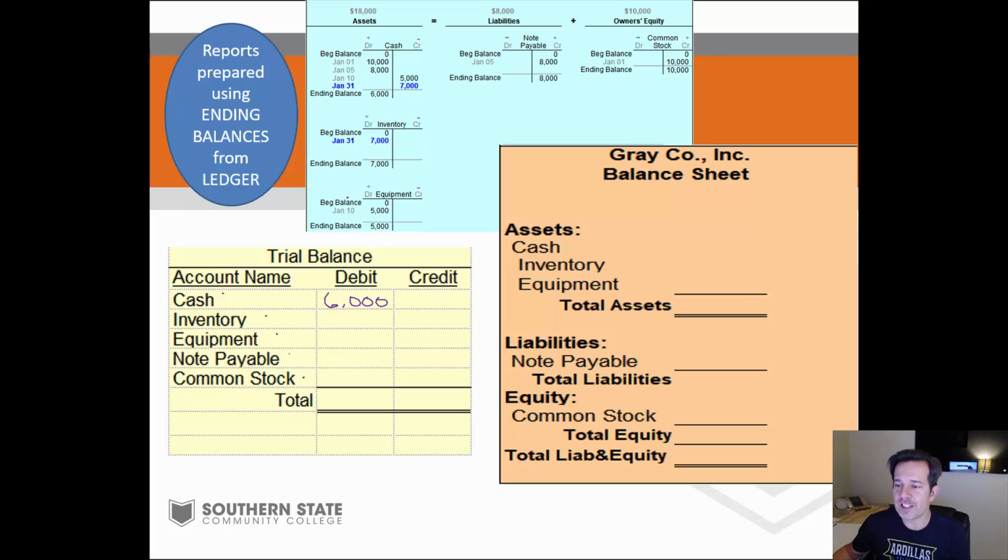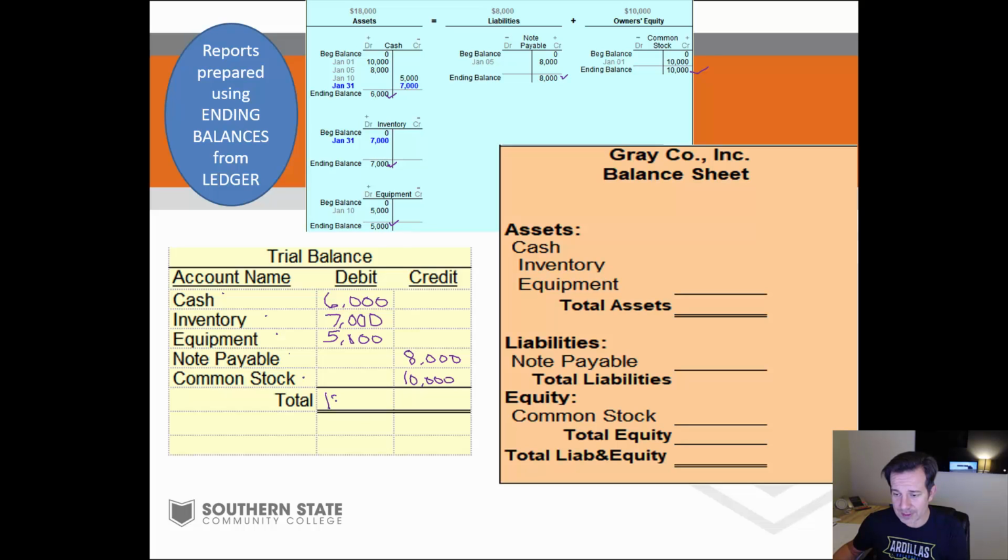If you're feeling a little brave, you can work ahead of me if I'm writing too slow for you. Here's my 6,000, my 7,000, 5,000 coming down here. All right, now I got note payable on the credit side, 8 grand. Common stock, 10,000. Now we've got to do a little bit of addition. I'm going to add those up.